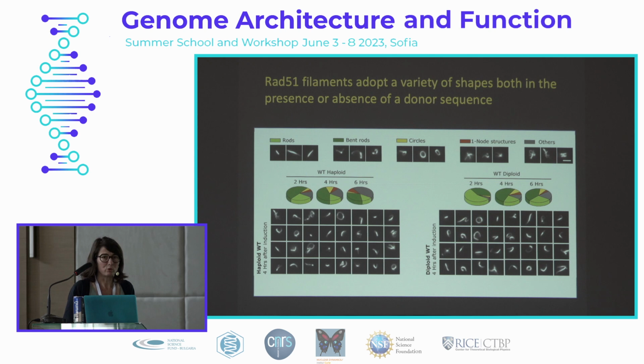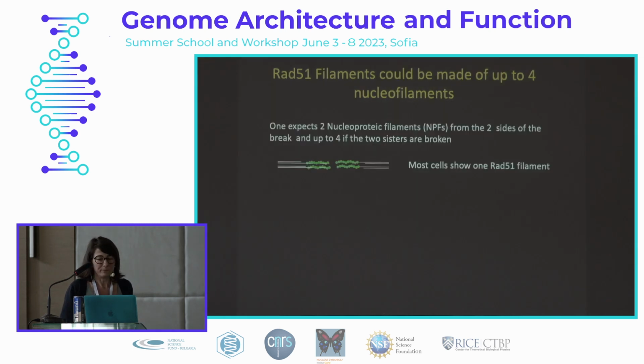So maybe you're surprised to see such complex structures out of one filament. But actually, if you think a bit more about it, you don't expect one single strand. You expect up to 4 single strands in a given cell, given that you have the 2 sides of the break, plus you have the 2 sisters. So you have up to 4 nucleofilaments. So I'm trying to distinguish the nucleofilament, which is a single strand covered by 51, from the filament, which is the thing that we observe under the microscope. So the filament is made of up to 4 NPF, but we see only 1 filament.